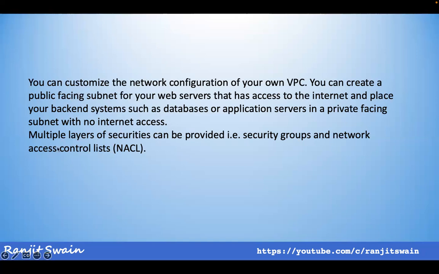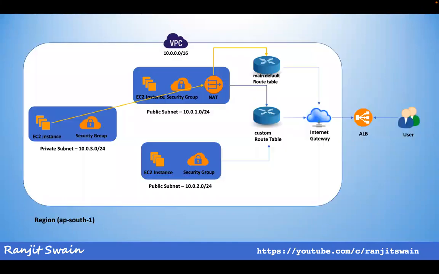What it does, multiple layers of security can be provided, that is security groups and network access control list. That is called NACL, network access control list. We'll see how we can provide it, and I'll differentiate between security groups and network access control list. And remember, guys, you definitely get questions. They might ask when you use security groups and when you go for network access control list. That we'll discuss further in these slides.